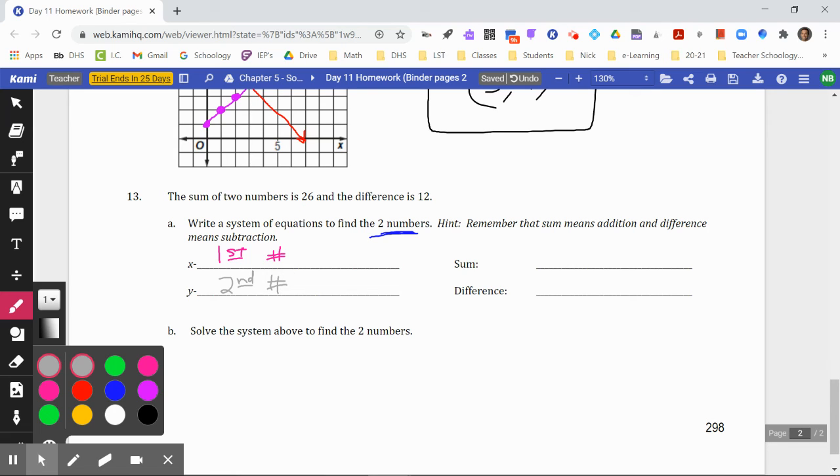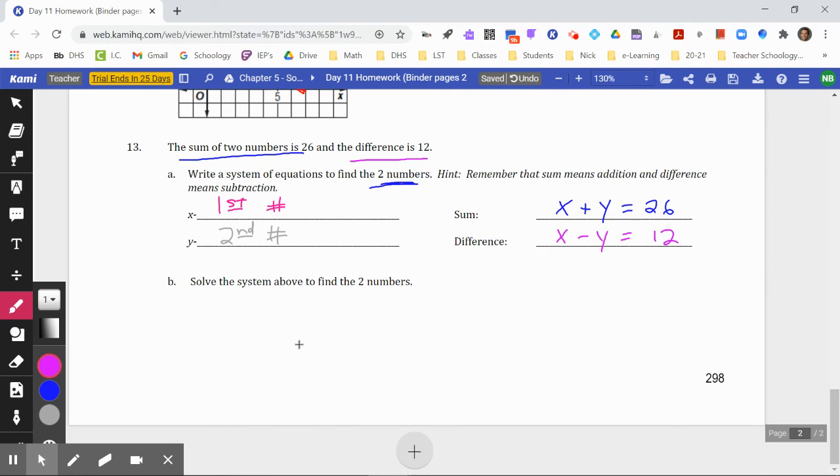All right, so now when we set up our equations, we're going to set up an equation for the sum of those two numbers, and an equation for the difference of those two numbers. For the sum, that's going to be my first number, x, plus my second number, y, is equal to 26. They add to 26, where the sum is 26. And then for the difference, difference is 12. That means my first number minus my second number is 12.